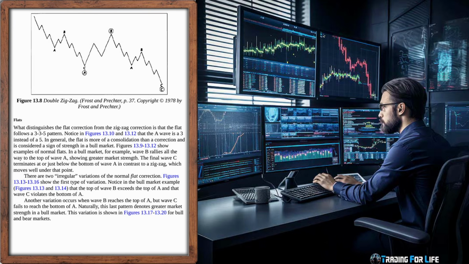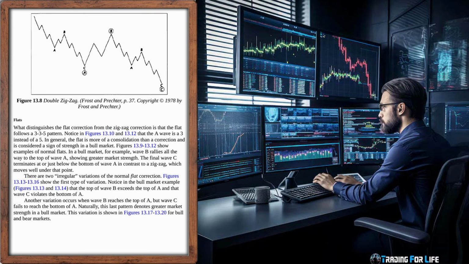There are two irregular variations of the normal flat correction. Figures 13.13 to 13.16 show the first type of variation. Notice in the bull market example, figures 13.13 and 13.14, that the top of wave B exceeds the top of A, and that wave C violates the bottom of A.